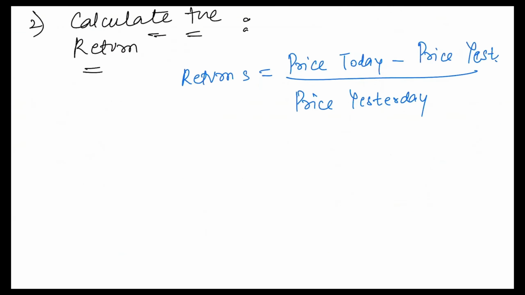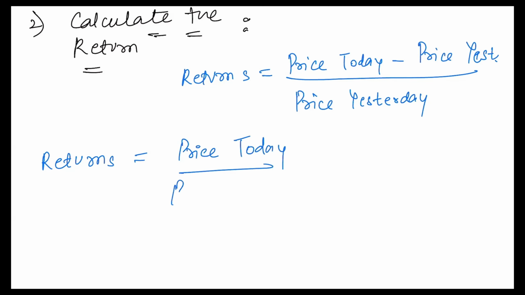So I can also write this in this way: returns is equal to price today divided by price yesterday, minus 1. I have just divided, so price yesterday by price yesterday will be 1. So I can either use this or use this. It's the same thing. So this is how you calculate the returns.